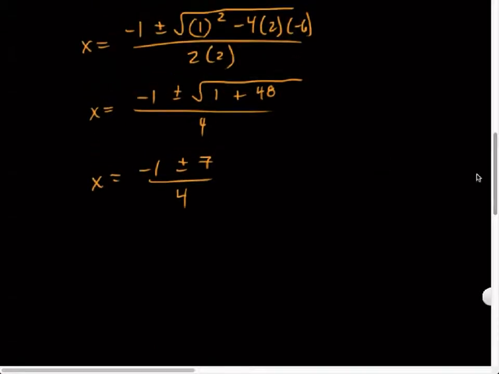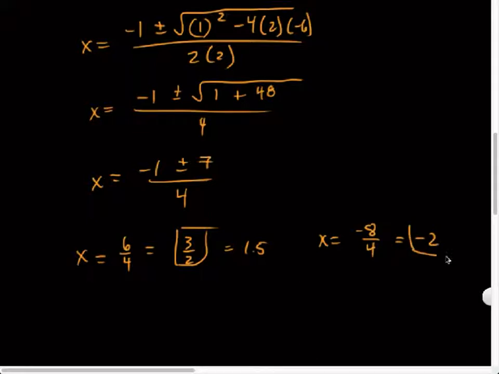Sorry, I scrolled a little farther than perhaps you guys were ready. So break this up into two cases. X equals negative 1 plus 7 is 6 fourths. So that's equal to 3 halves, which is equal to 1.5. Or x equals negative 1 minus 7, which is negative 8 fourths, which is negative 2. So those are my two possible x values.